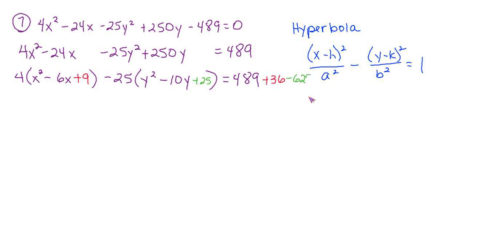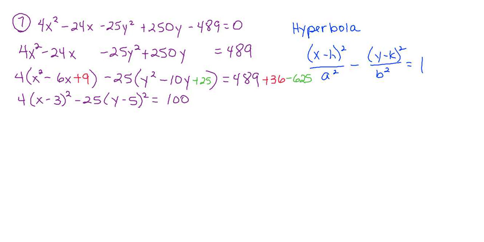Now, let's clean this up a bit. That's going to give me 4 times my perfect square trinomial there. That's x minus 3 quantity squared minus 25 times y minus 5 quantity squared equals, and 489 plus 36 minus 625, that gives me 100.